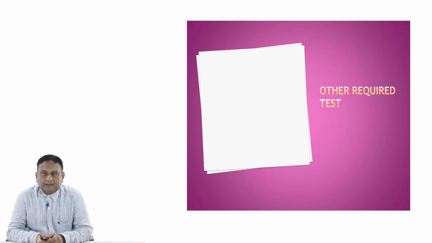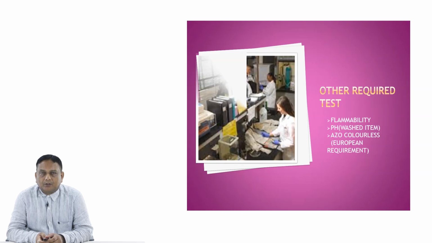And different other tests are also there in the garment, and those tests are very specific to a specific garment, like a flammability test, then the testing of pH for the washed item, then comes the azo color test. So those are the different other tests which are carried out in the garment stage.